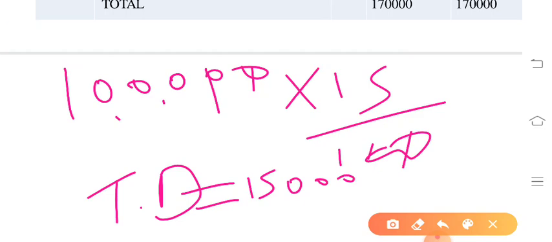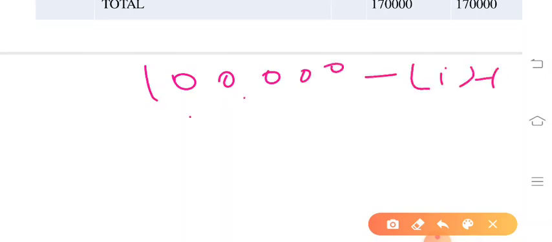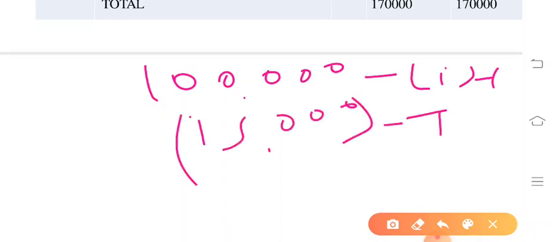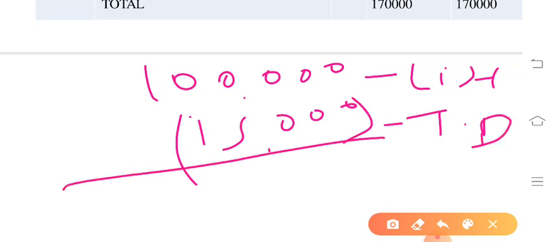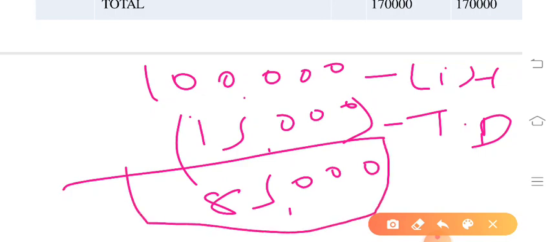So what we technically have here is that 1 lakh, which is list price, minus 15,000, which is trade discount. Will show trade discount with the word TD. So the remaining amount is 85,000. So technically what is happening here is that we are selling goods only worth rupees 85,000. So let's move towards the journal entry.